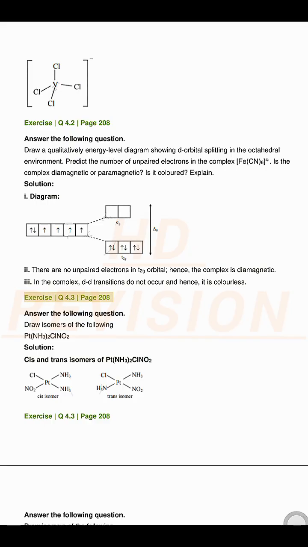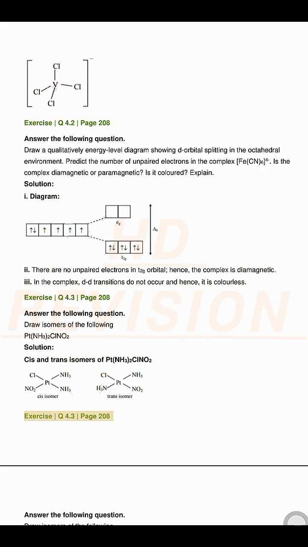Exercise Q 4.3, page 208. Answer the following question. Draw isomers of the following: Pt(NH3)2Cl(NO2). Solution. Cis and trans isomers of Pt(NH3)2Cl(NO2).